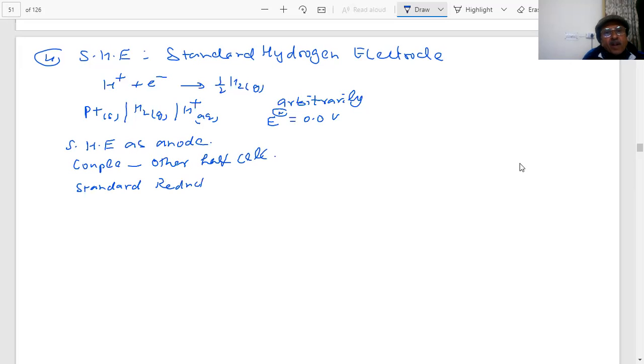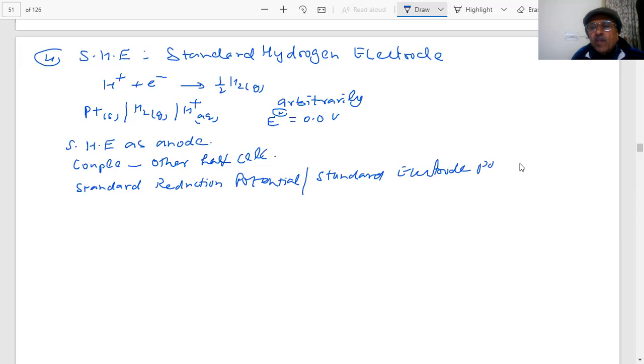Standard reduction potential, or this is also called standard electrode potential value. Standard electrode potential values of the different half electrodes. So we can obtain these values by joining with this, students. And for example, if we are joining with the copper, then we can measure the EMF of the cell.